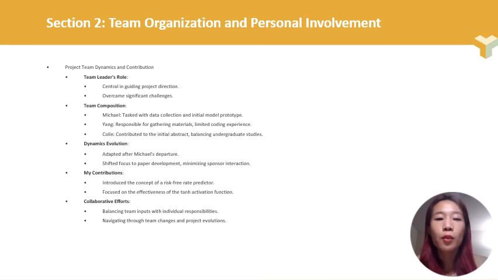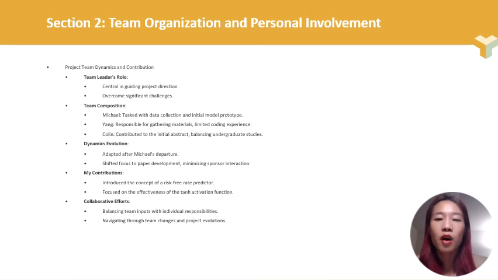Our team was composed of individuals with diverse skills and backgrounds. Michael took the lead in data collection and developed the initial model prototype. Yang, though limited in his coding experience, played a crucial role in gathering the necessary materials for our research. Colin, juggling his undergraduate studies, managed to contribute significantly to our abstract.